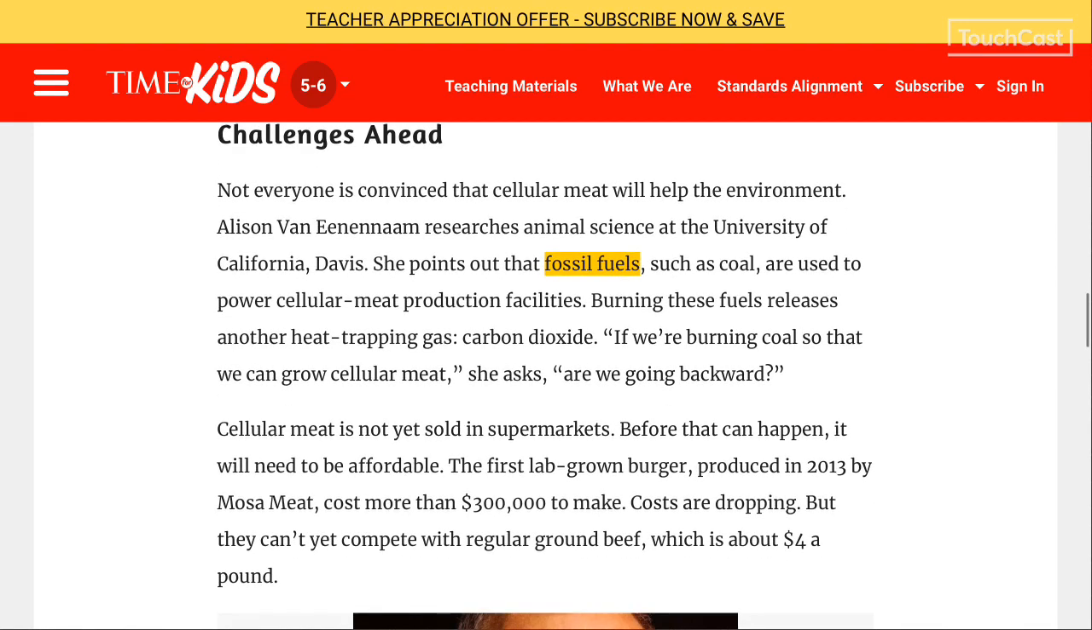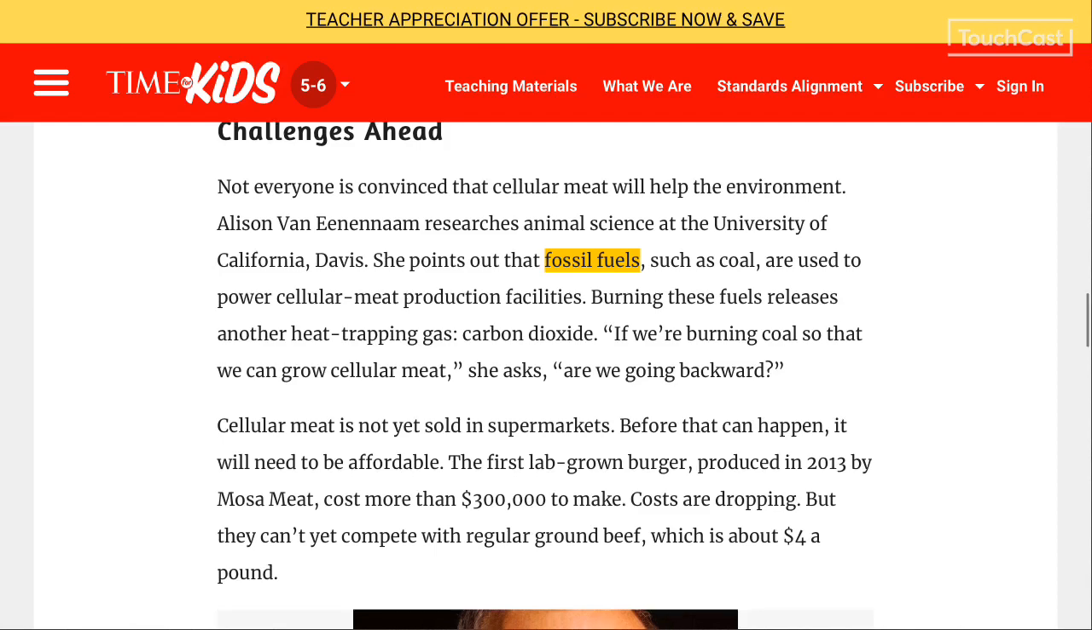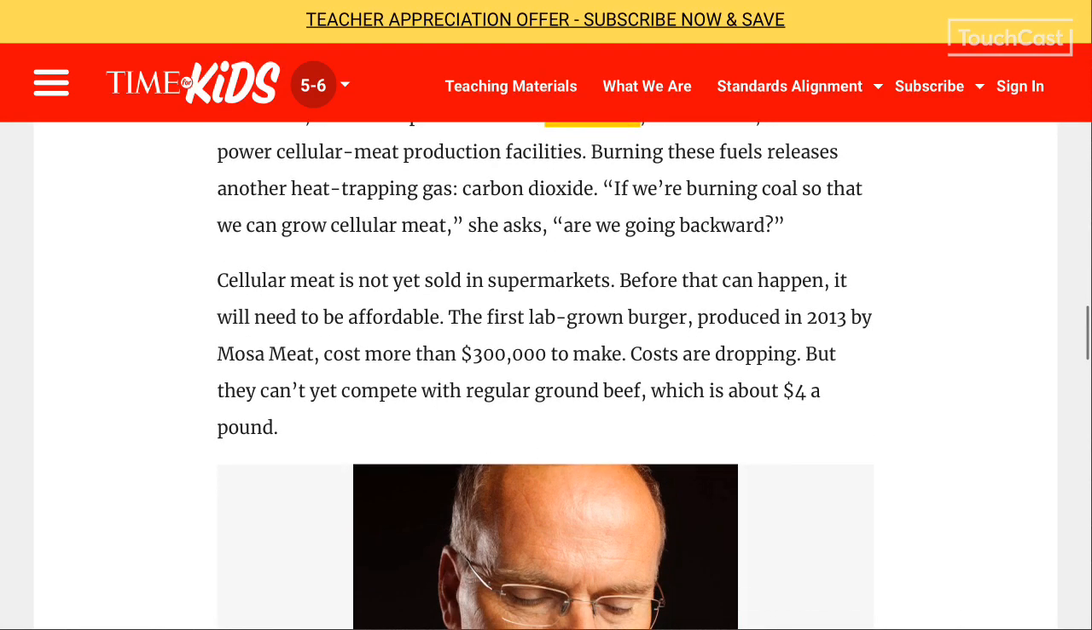Challenges ahead. Not everyone is convinced that cellular meat will help the environment. Alison Van Eenennaam researches animal science at the University of California, Davis. She points out that fossil fuels, such as coal, are used to power cellular meat production facilities. Burning these fuels releases another heat-trapping gas, carbon dioxide. "If we're burning coal so that we can grow cellular meat," she asks, "are we going backward?"